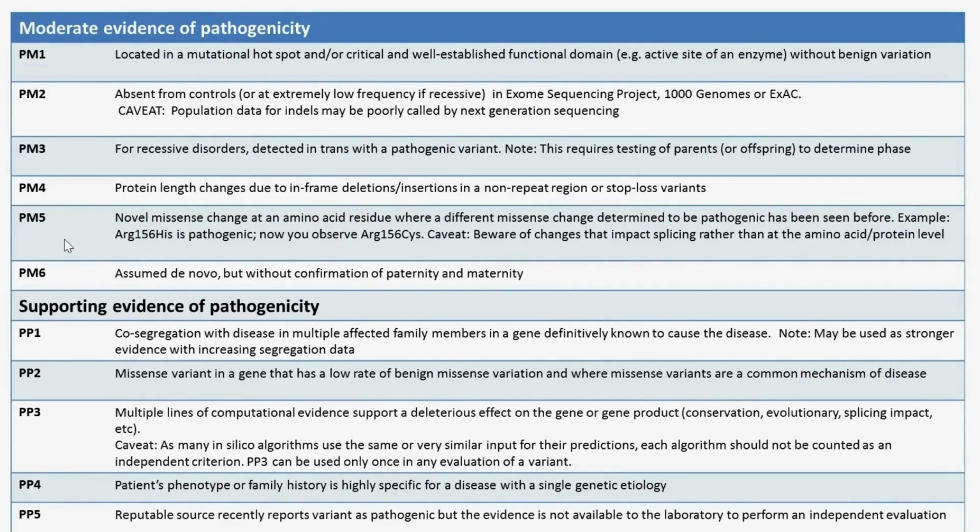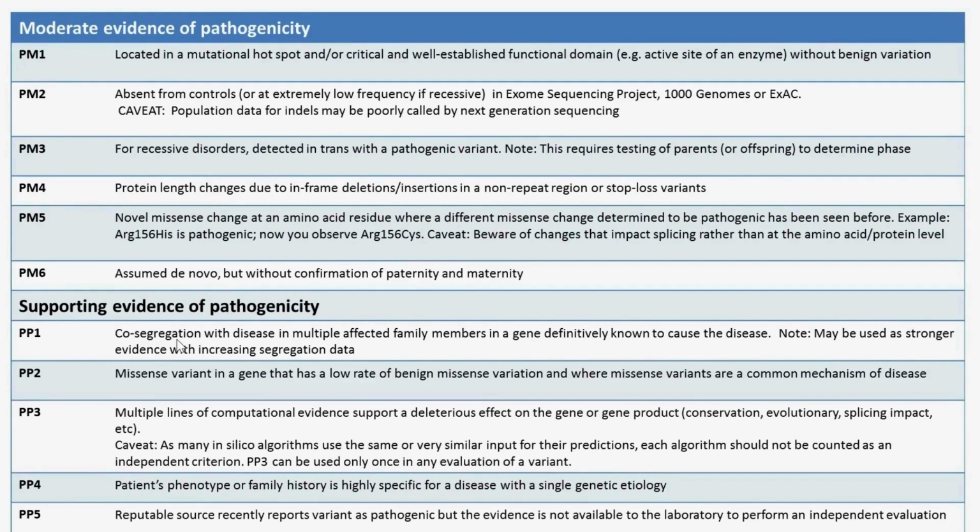Then PM5 includes a novel missense change at an amino acid residue where a different missense change was found to be pathogenic. For example, arginine 156 histidine is reported as pathogenic, and now we will observe arginine 156 cysteine. So here arginine is getting converted into histidine, and here arginine is getting converted into cysteine. So if this variant is pathogenic, then this variant will also be pathogenic and it will come under the PM5 criteria. Then comes PM6. It includes de novo variants but without confirmation of paternity and maternity.